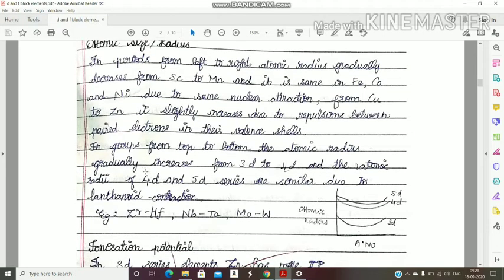Next, in groups from top to bottom, the atomic radius gradually increases. We know that due to increasing number of shells. So compared to 3D series, 4D series having more atomic size. So from 3D to 4D, the atomic radius increases. But in case of 4D and 5D, the atomic radius is similar. This is somehow important point, and one of the important point.